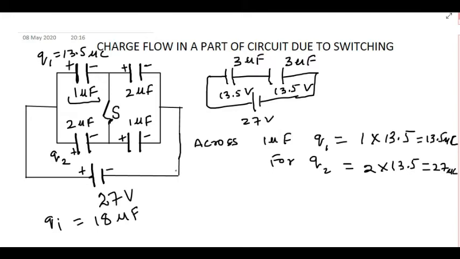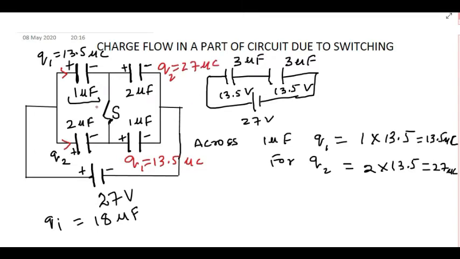So if you see what will happen here, 13.5 microcoulomb charge will flow through this, whereas 27 microcoulomb will flow through this. And for the next branch, Q1 will again be 13.5 microcoulomb, and for this 2 microfarad it will again be 27 microcoulomb.